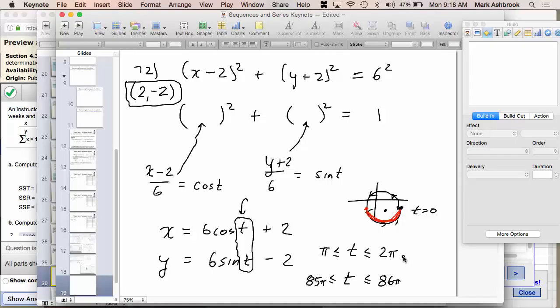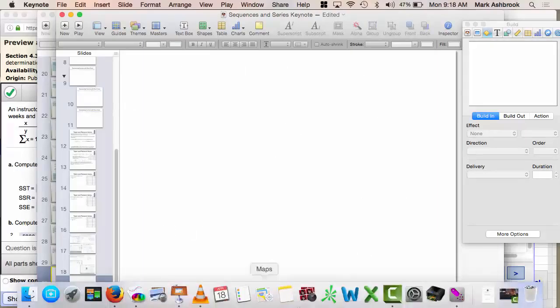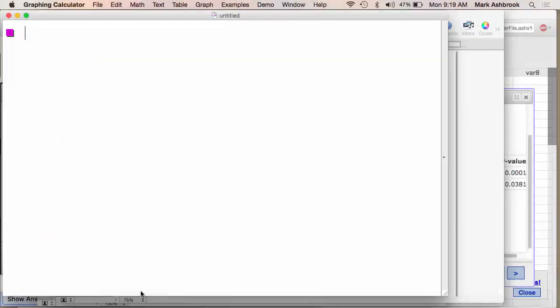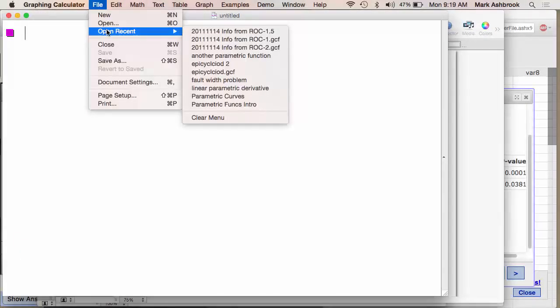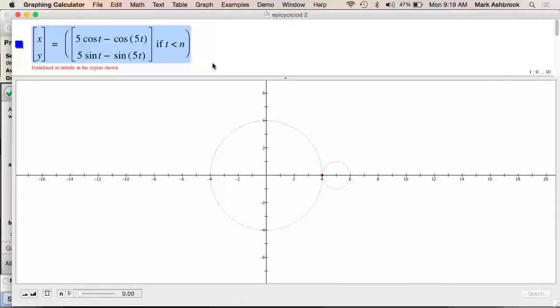Questions on 72? Okay, so let's talk about some things here. I wanted to show you this. Here's an example of a parametric function. X equals 5 cosine t minus cosine 5t, and y equals 5 sine t minus sine 5t.